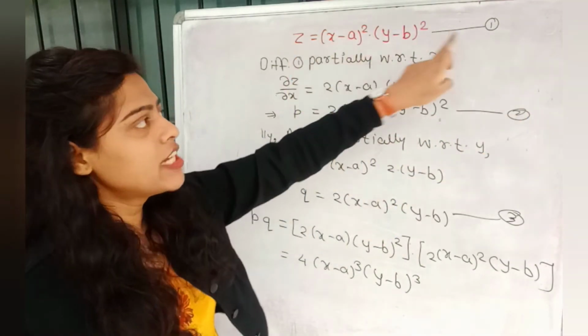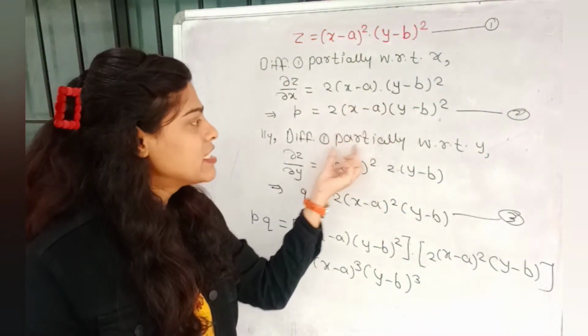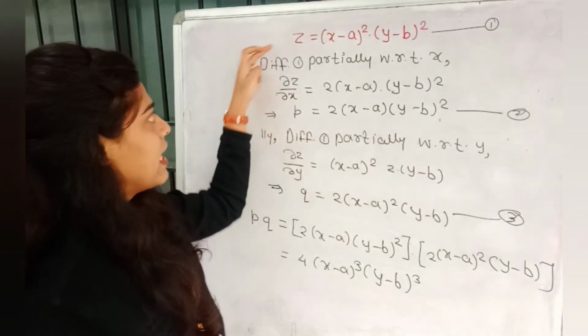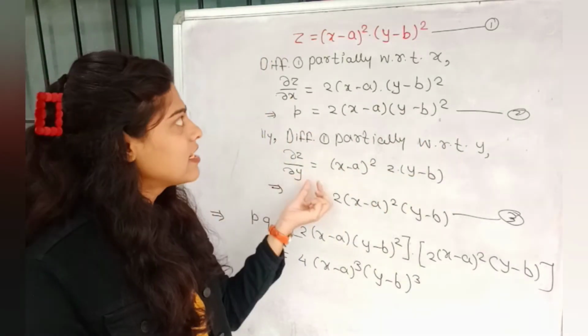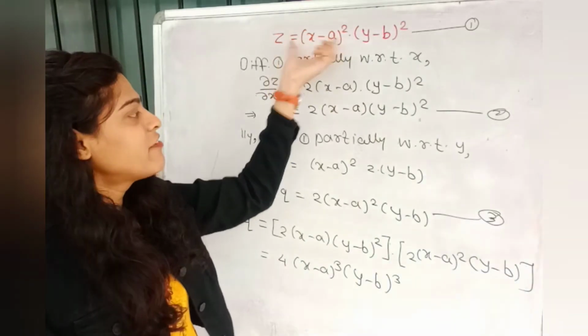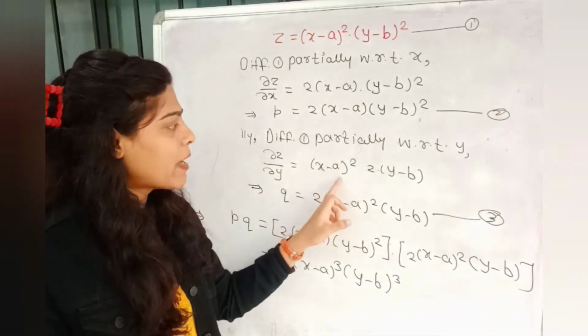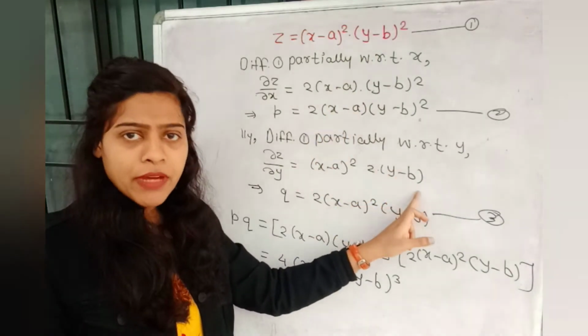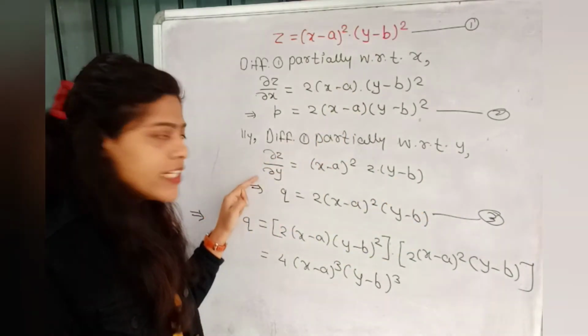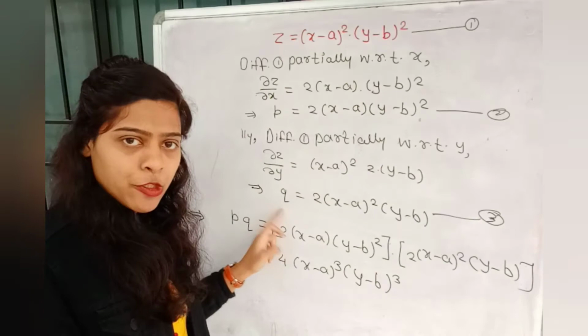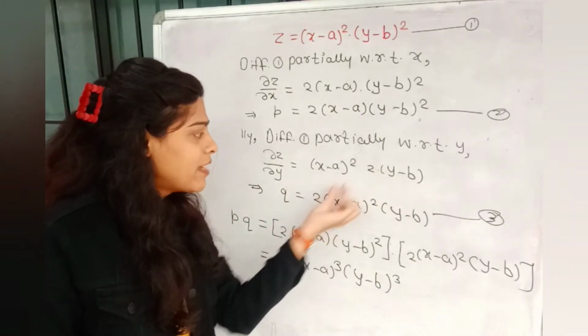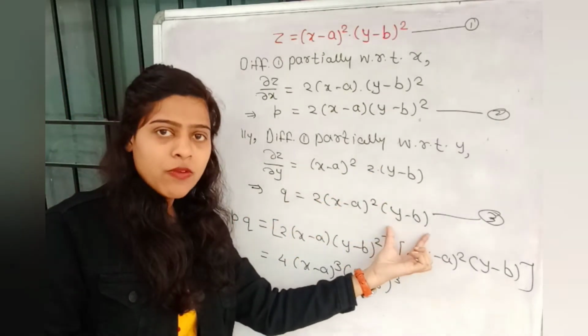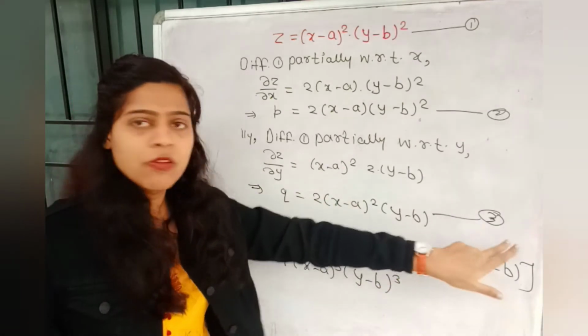Similarly, we differentiate equation number 1 partially with respect to y. Then on the LHS we have dou z by dou y, which is equal to, on the RHS, taking the first term as a constant, that is (x minus a) whole square, into the derivative of the other term, that is 2 into (y minus b). Dou z by dou y is replaced by q. So q is equal to 2 times (x minus a) square into (y minus b). We denote this as equation number 3.